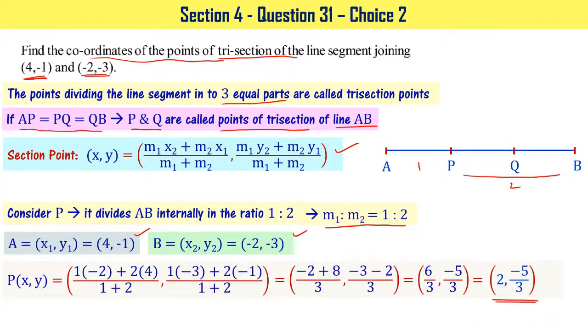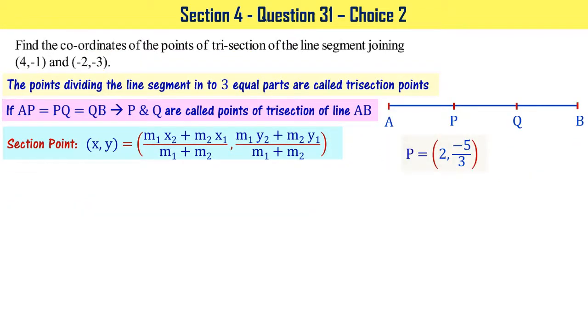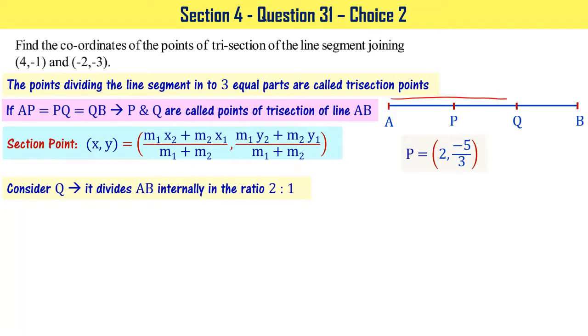Let us note this. And now let's try to find the value of Q, right? Let us consider Q. As you see here, it divides AB into 2 parts, right? This is part 1 and this is part 2. But if you see the ratio, it is going to be 2 is to 1. That's why I say M1 is to M2 equal to 2 is to 1. The difference is only that M1 is to M2 is different now compared to the previous case, right? There it was 1 is to 2. Here it is 2 is to 1.